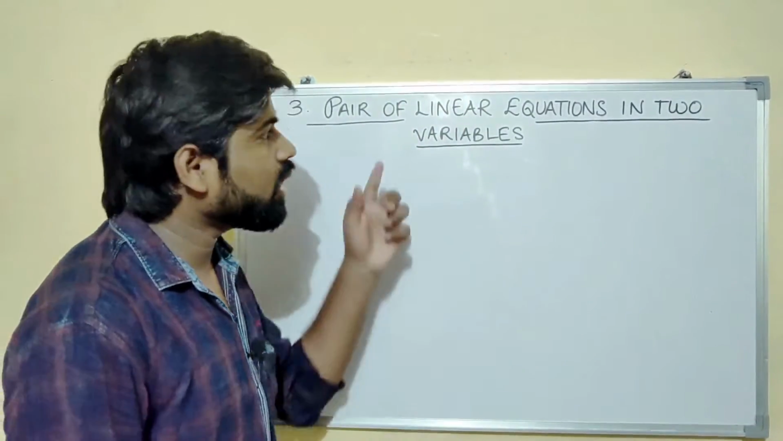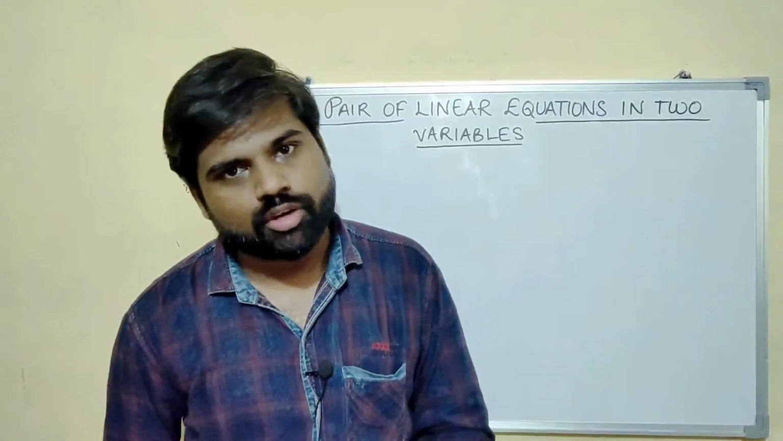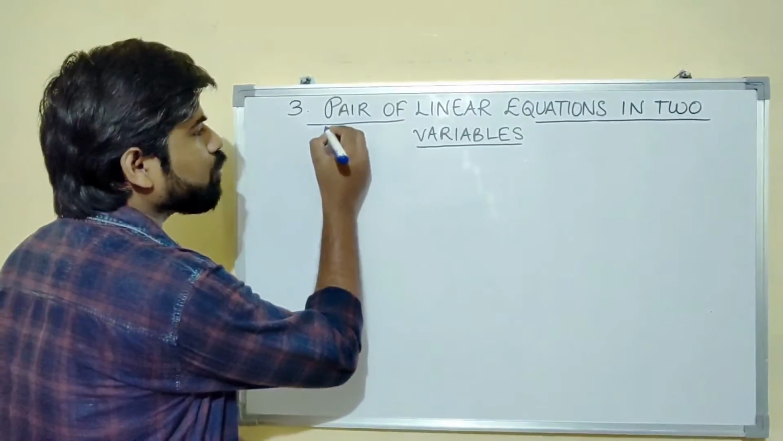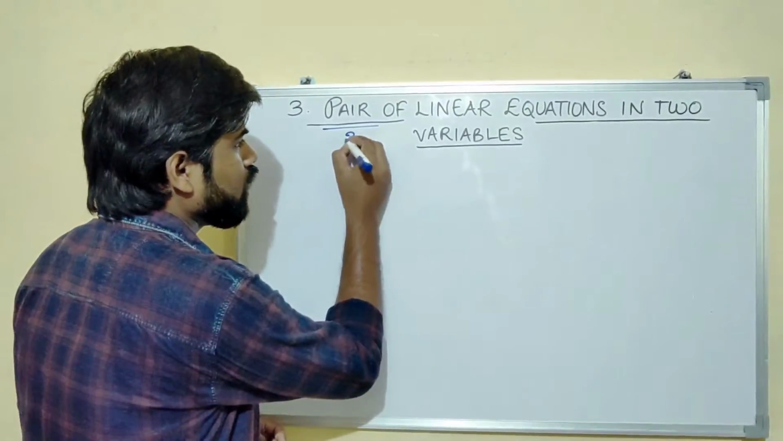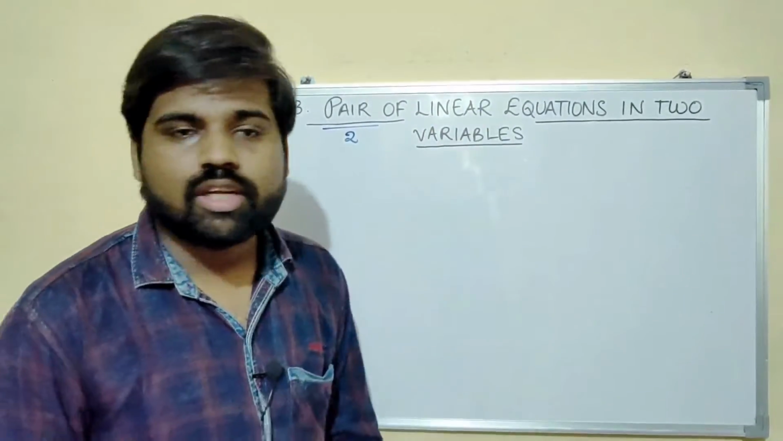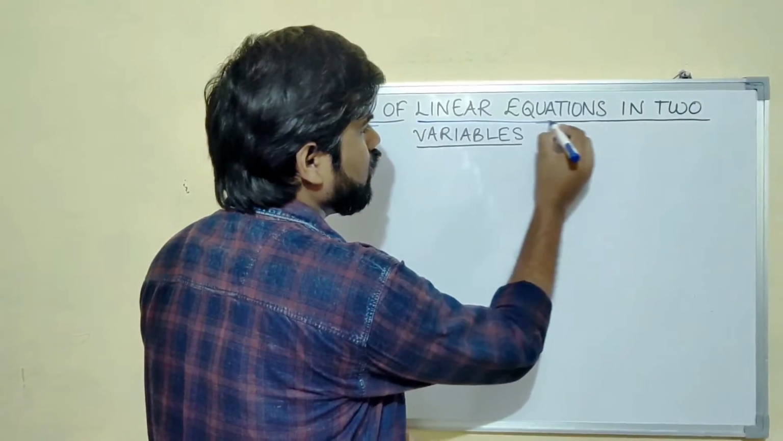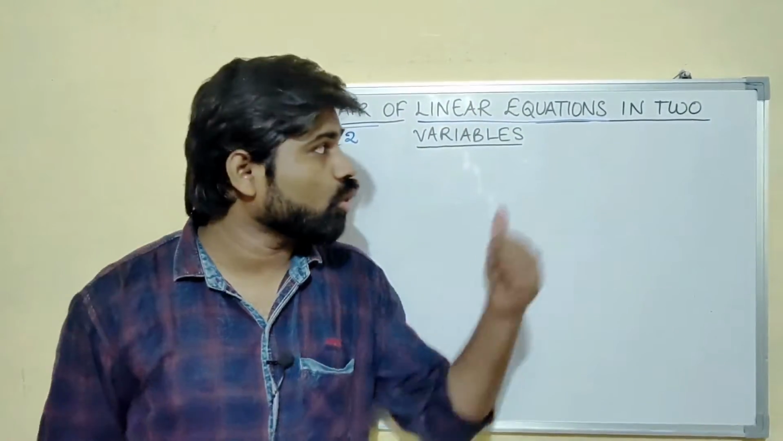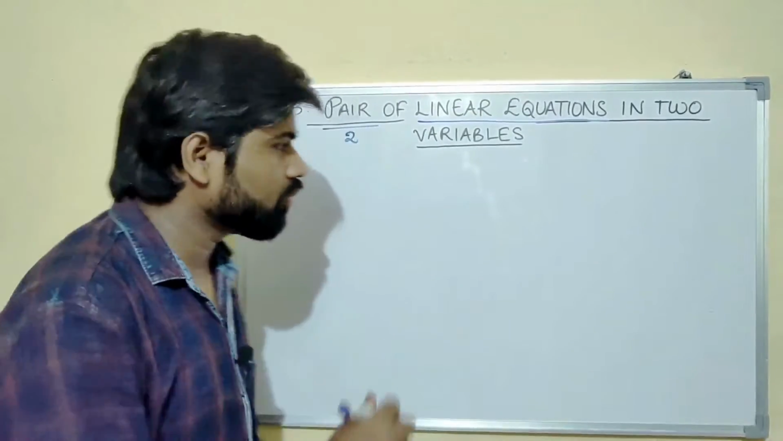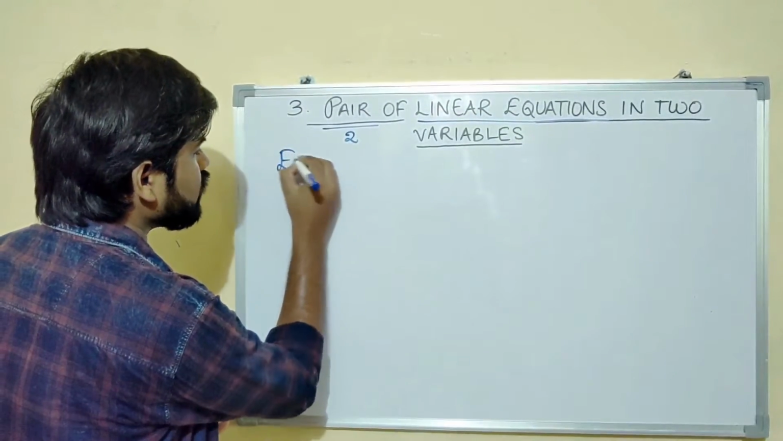What is it? Pair of linear equations in two variables. Now what is the meaning of pair? It is two, right? And what is the meaning of linear equations? To understand the meaning of linear equation, first of all you should know what is an equation. So let me tell you what is an equation.